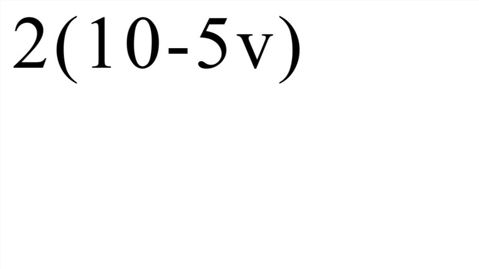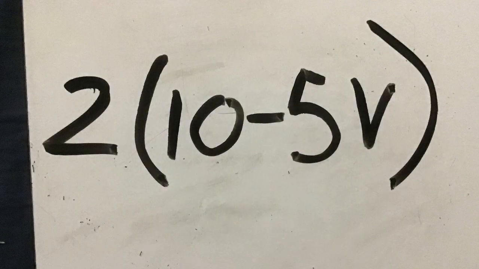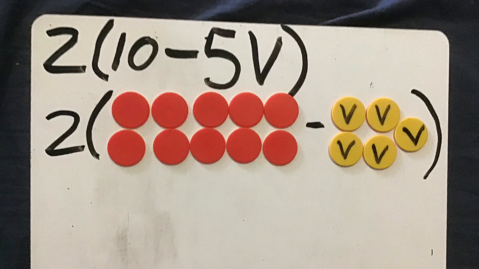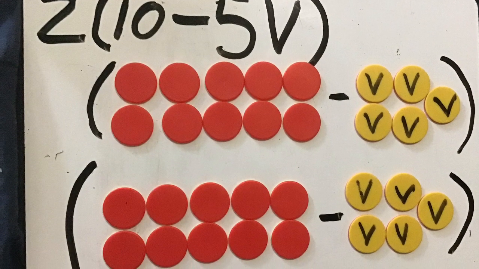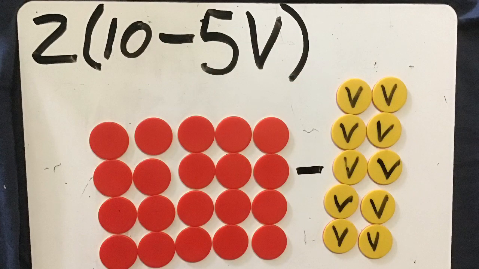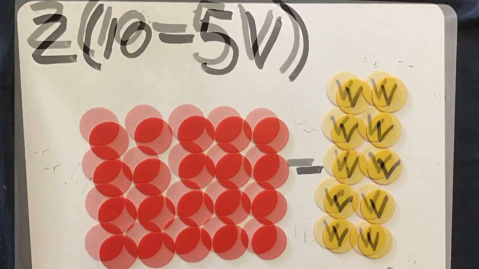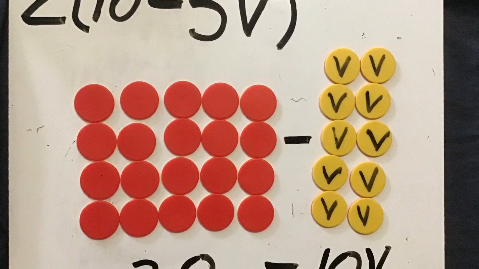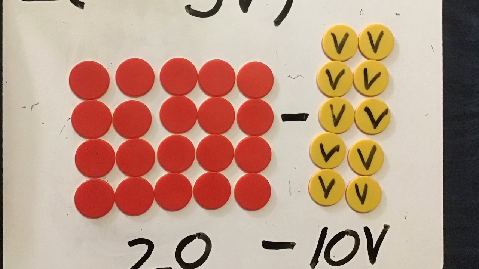Let's start with the example 2 parentheses 10 minus 5v close parentheses. Step 1 is rewrite the expression on your workspace, so I wrote it on my whiteboard. I'm representing the 10 ones with red circles and the 5 v's with yellow circles. The 2 outside the parentheses means there's 2 of those groups. When I merge them together, I find I have 20 red minus 10 yellow. I can't combine my red and my yellow, so I find I have 20 minus 10v.